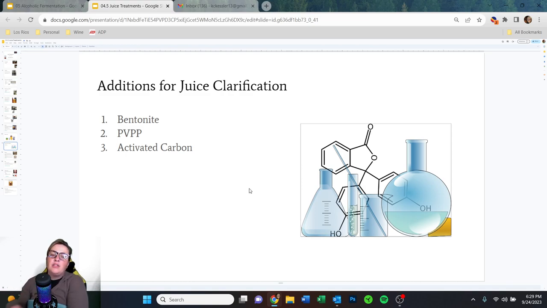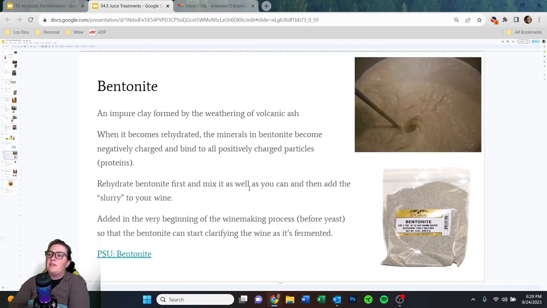Now we have additions that we can add to juice to help the clarifying process. The first one we're going to talk about is bentonite. You guys saw me add bentonite to the wine in class this year, so we'll definitely get more into this in just the next slide. We also have something called PVPP and activated carbon. All of these are very common in the industry and used all over.